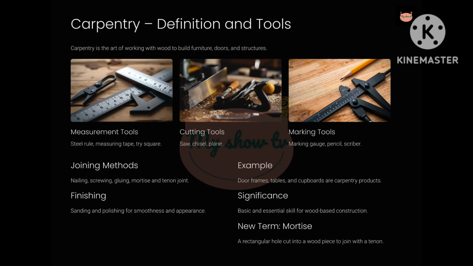Wood can be joined in many ways: nails, screws, glue, or by specially cut shapes. One common joint is the mortise and tenon, where a rectangular hole, mortise, and a matching tongue, tenon, fit together. After joining, finishing is done by sanding and polishing. Examples include furniture, door frames, and window panels. Carpentry is simple and cost-effective but requires accuracy and craftsmanship.